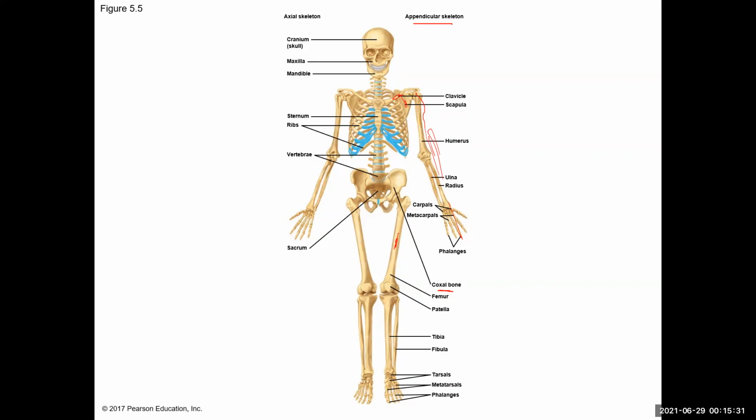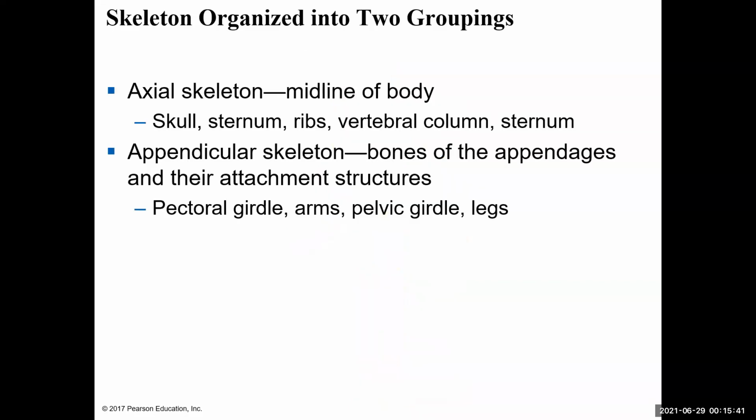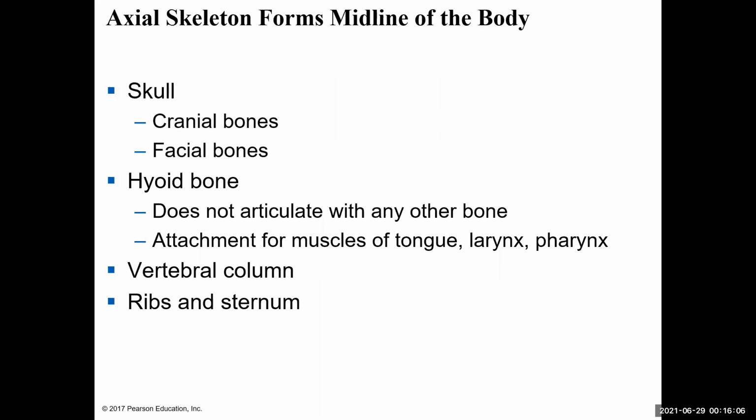Okay? And we're going to break these down into their individual groupings, and we're going to talk about each bone that is found in each of these two groupings. Okay, so again, we have the axial skeleton, which is the midline or the central axis of the body. And then you have your appendicular skeleton, which are the bones of the appendages, and then the girdles that attach them to the axial skeleton. Okay. All right, so starting off, we're just going to focus on the axial skeleton first.